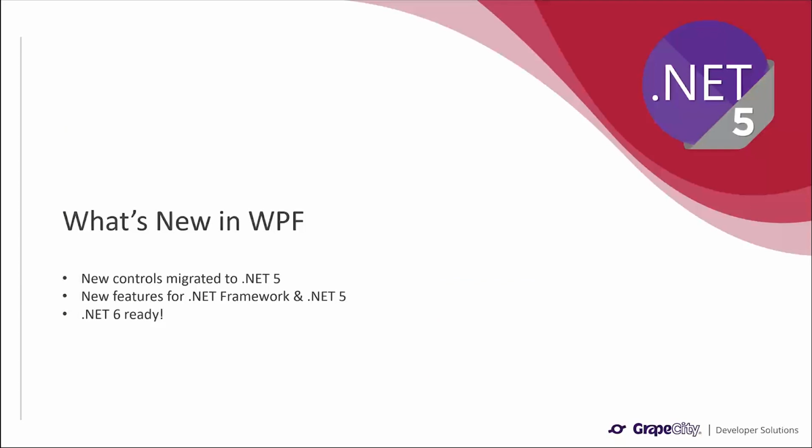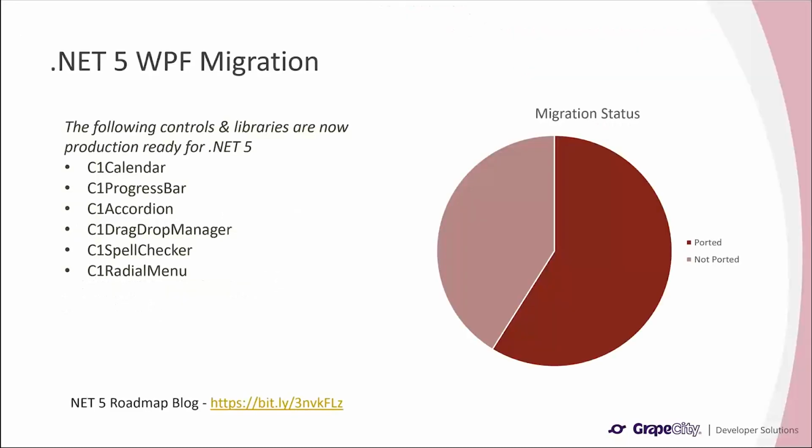Next, let's move on to WPF. Like WinForms, we focused a lot on migrating more controls to .NET 5. And we plan to fully support .NET 6 later in the year across all of the ComponentOne controls that are supporting .NET 5. We're also about 50% of the way there to completing our WPF migration. This release adds C1 Calendar, C1 Progress Bar, C1 Accordion, Drag Drop Manager, Spell Checker, and C1 Radial Menu. Again, like WinForms, we've published the full roadmap on the blog, which you can check out.